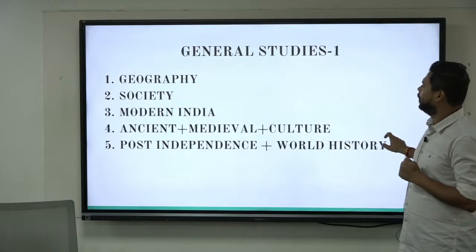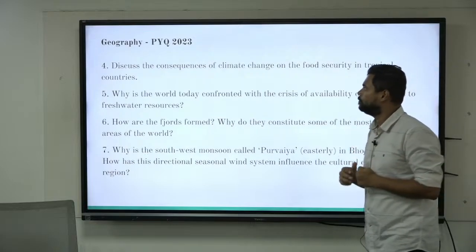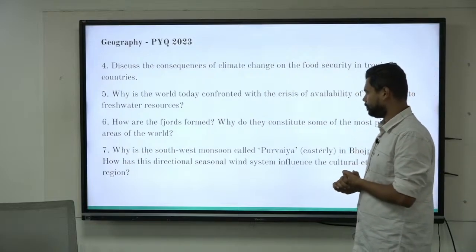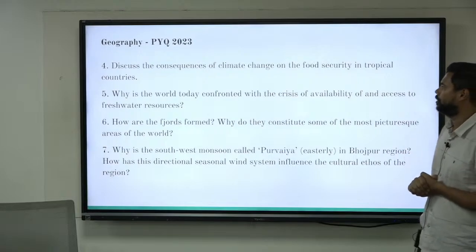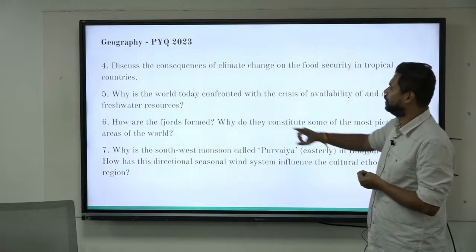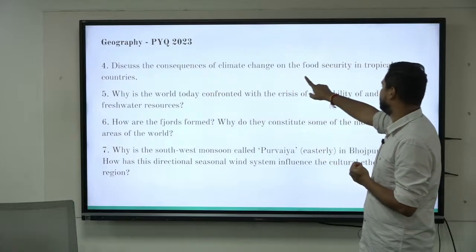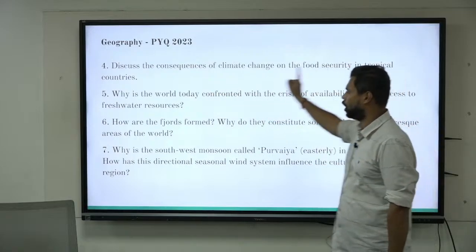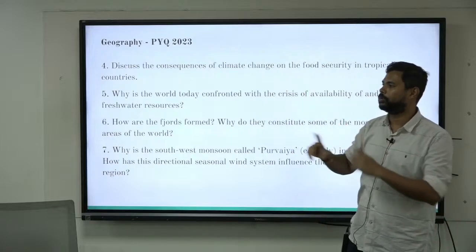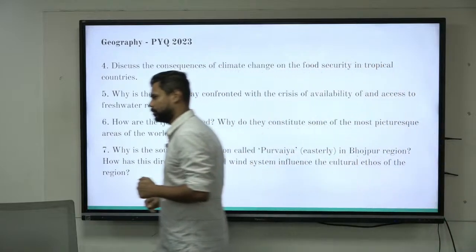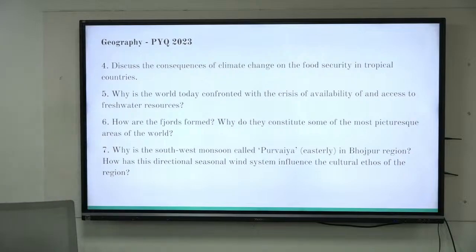The first is 2023. That is this year's mains paper. That is last year's mains paper. Let us start off. Discuss the consequence of climate change on the food security in tropical countries. Give me one word where you can put this particular question. Which topic can you put this under? Climate change? Yes, it is climate change. Please make a note of it.